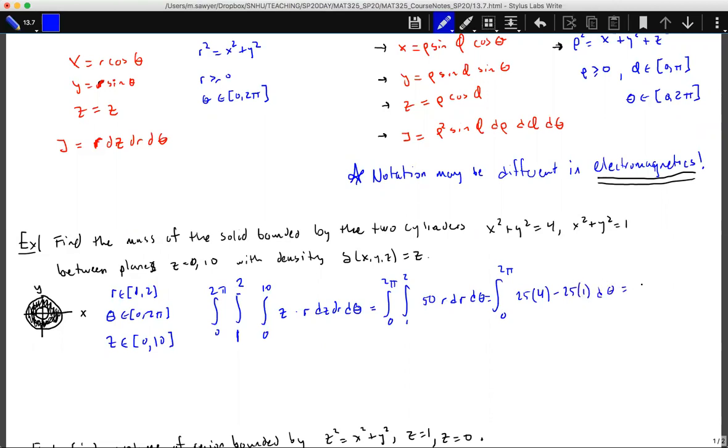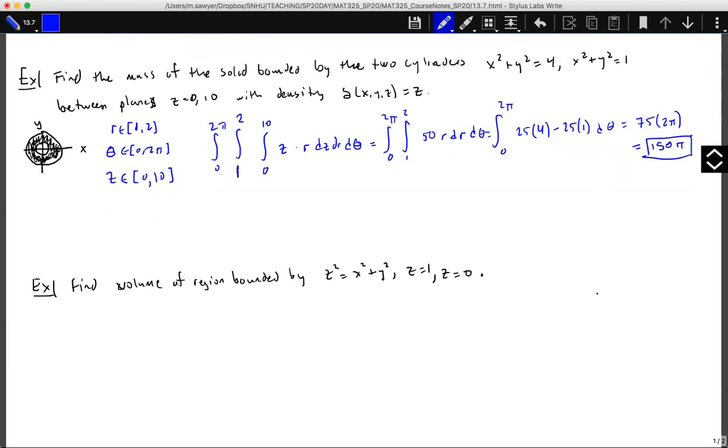This gives us 75 times 2 pi, which is 150 pi, as the mass of this particular solid between the two cylinders with this density function.